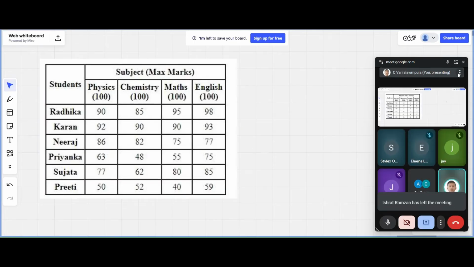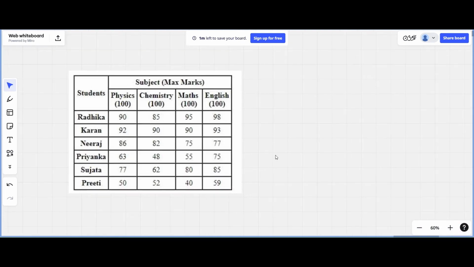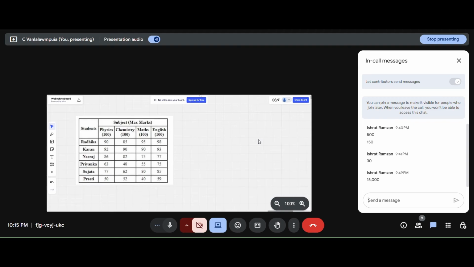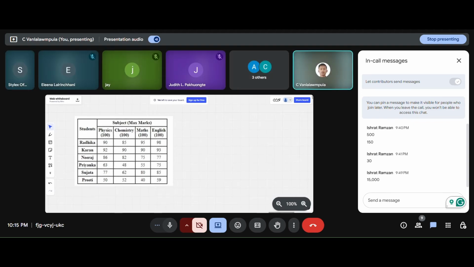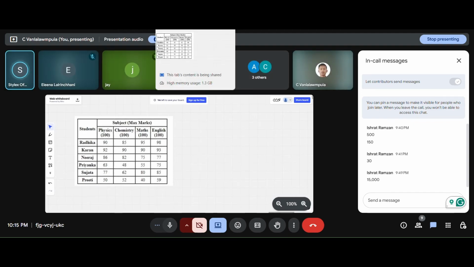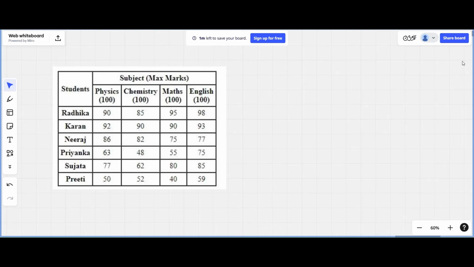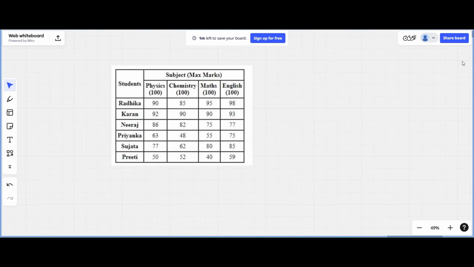Do you see it? Can you see the chart? Yes, okay, I can see it. So this is a previous year question. Five questions came from this chart. Now let's do it.